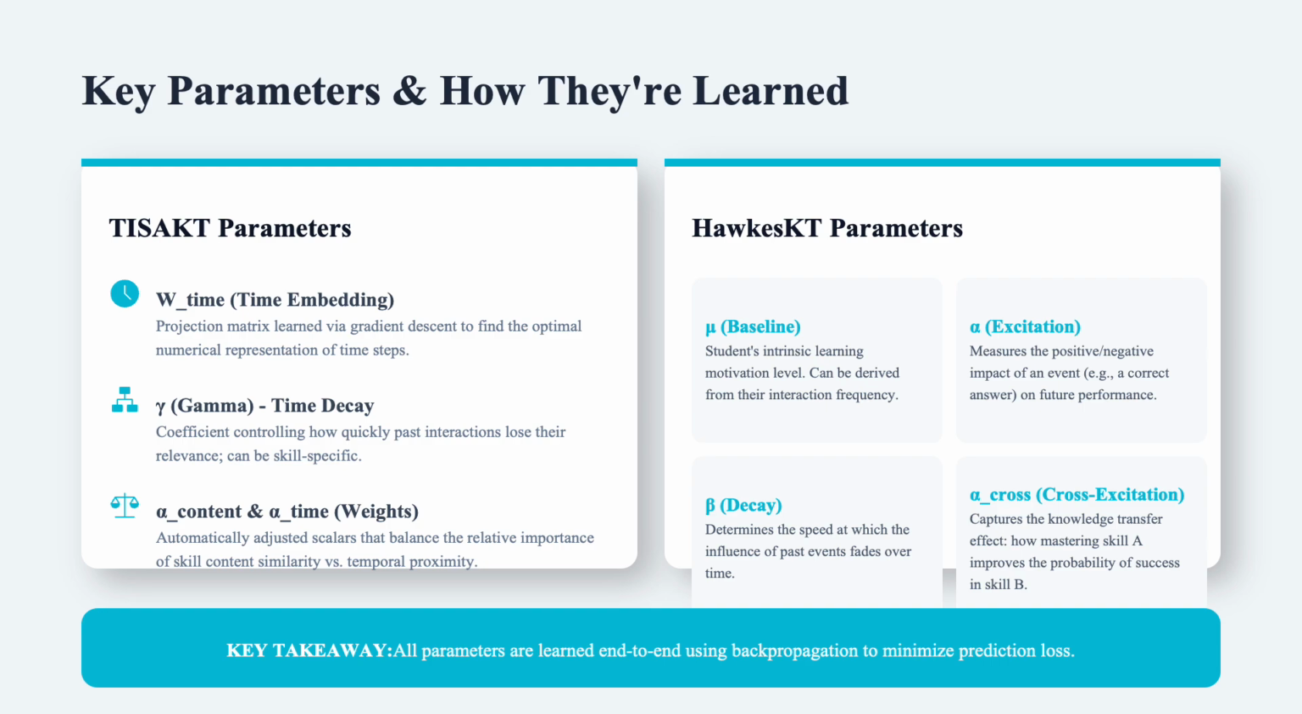The power of these models comes from their ability to learn complex parameters from data. In TISAKT, the model learns how to best represent time and how to balance the importance of content versus recency. In HawkesKT, the model learns the baseline motivation of the student, the impact of different types of events, correct, incorrect, how quickly their influence decays, and even the transfer effects between different skills. This data-driven approach makes the models highly adaptive and capable of capturing the unique learning patterns of individual students.